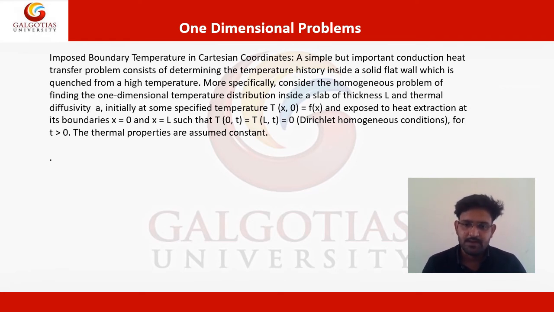More specifically, consider the homogeneous problem of finding the one-dimensional temperature distribution inside a slab of thickness L and thermal diffusivity alpha, initially at some specified temperature, that is T(x,0), at time equal to 0, is F(x), and exposed to heat extraction at its boundary, that is x equal to 0 and x equal to L. Then the condition is going to be that T(0,t) equal to T(L,t) and that is equal to 0. That is the Dirichlet homogeneous condition, and that we have already studied, for t greater than 0.